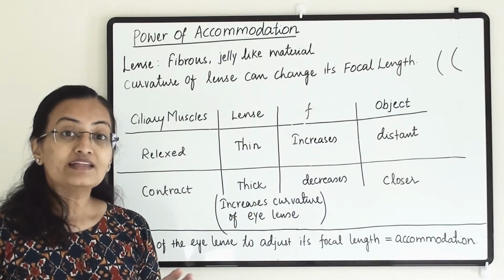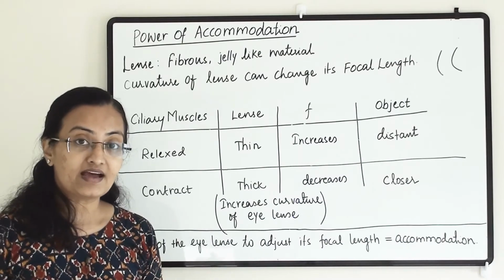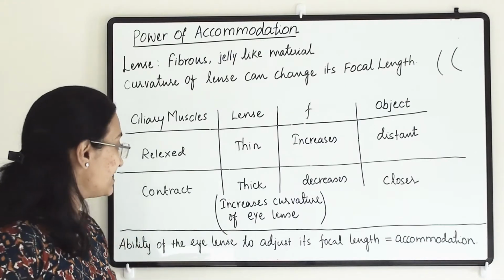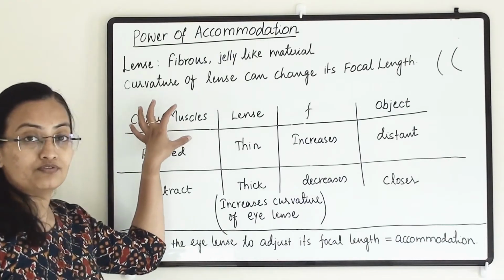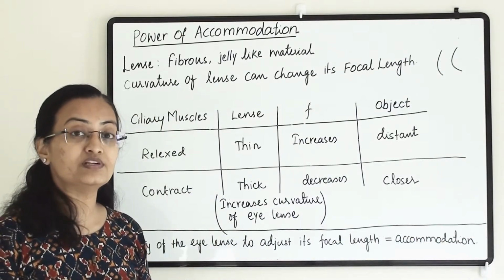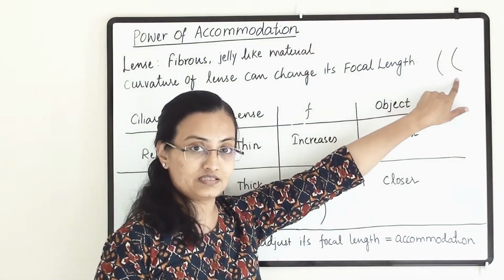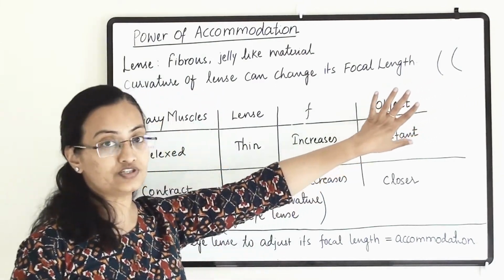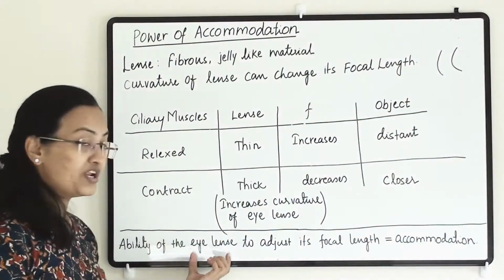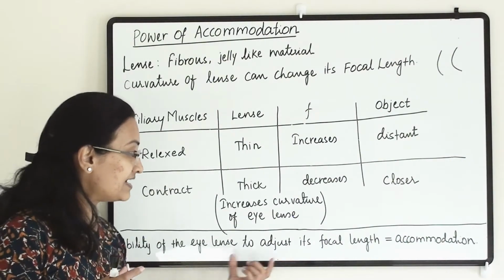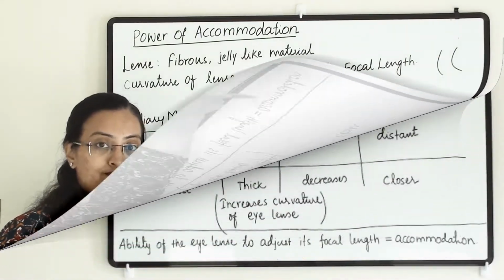So the focal length will vary, and as per that we will be able to see the far object and near object clearly, and that will happen with the help of ciliary muscle. It will contract, it will relax, and it will change the curvature of the lens. And as the curvature of the lens changes, its focal length will change. So this ability of the eye lens to change its focal length is known as accommodation.